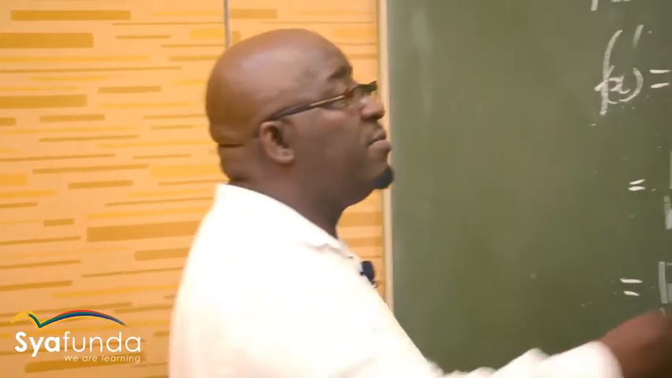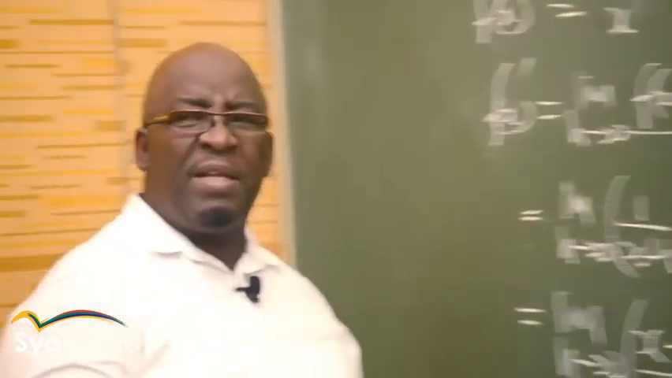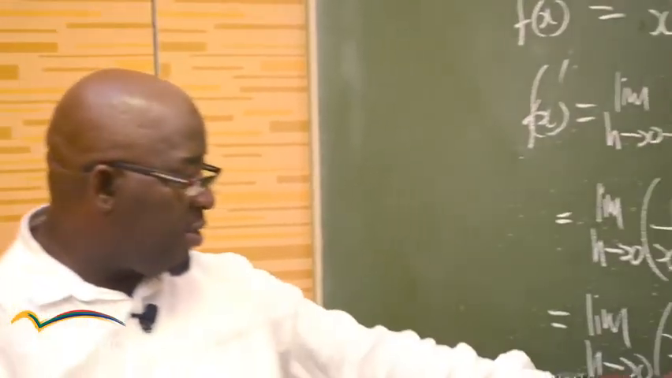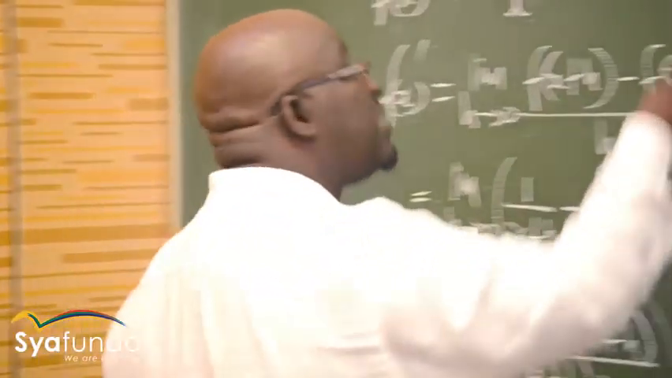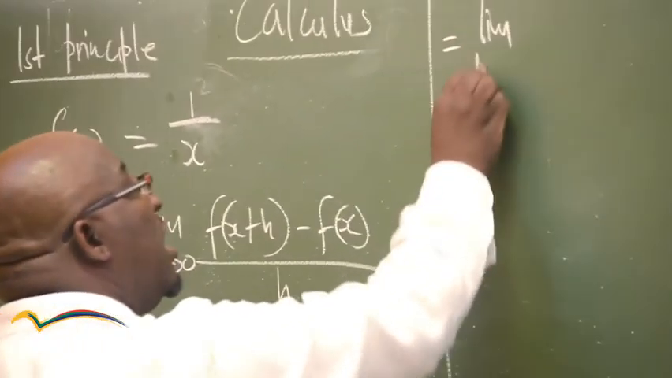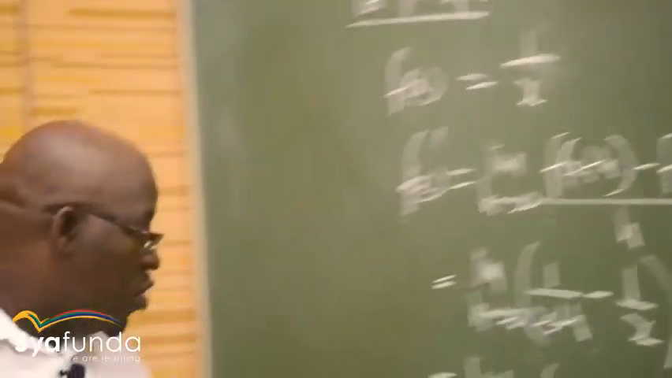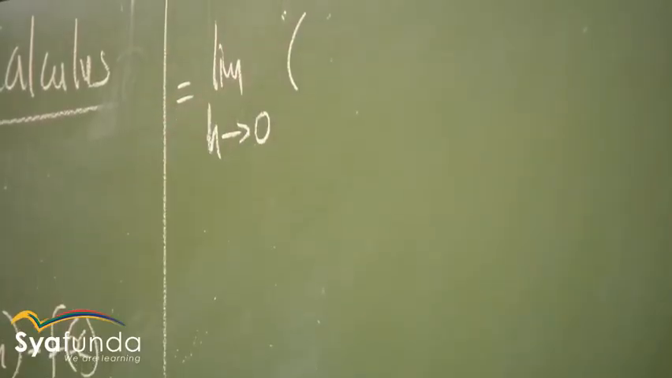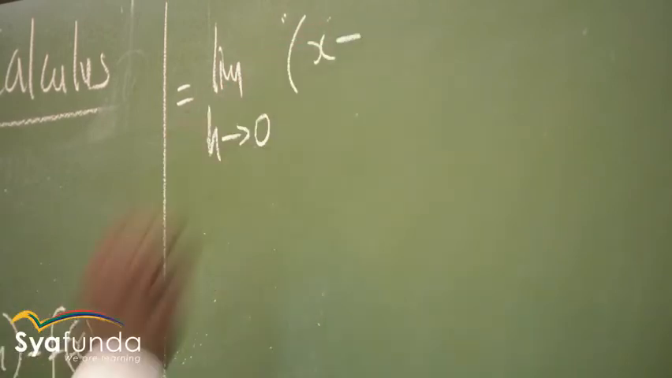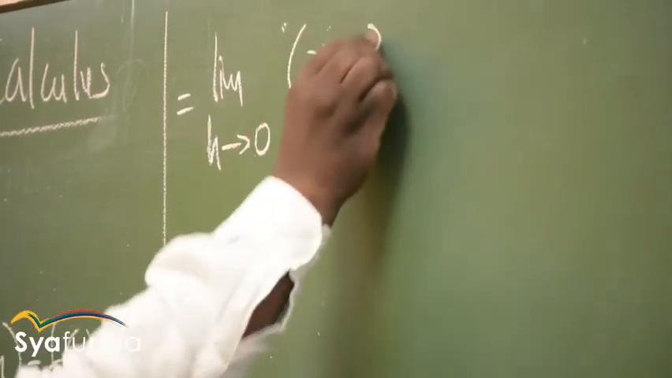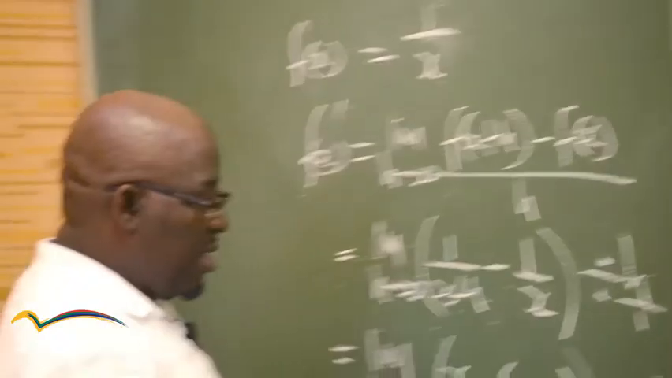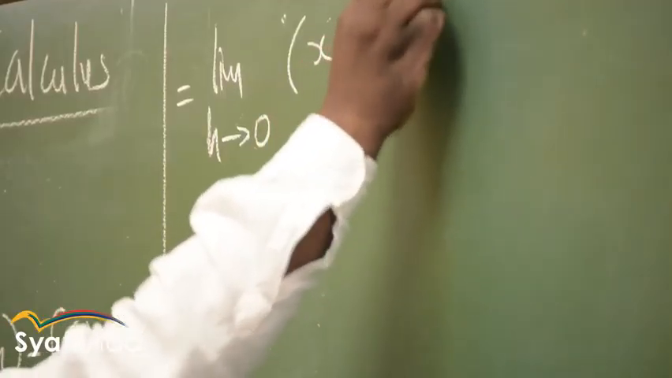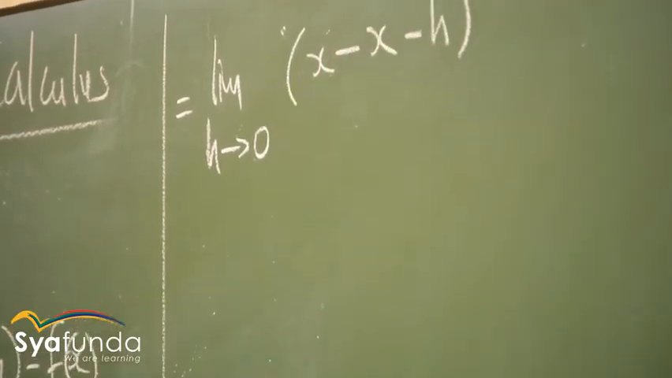If we take this further, it's just a basic principle of being able to move with mathematics here now. Let's try and break this bracket. This then will be the limit as h approaches 0. We've got x minus x, and it's minus x and minus h, right? Make sure that you do get that minus h.